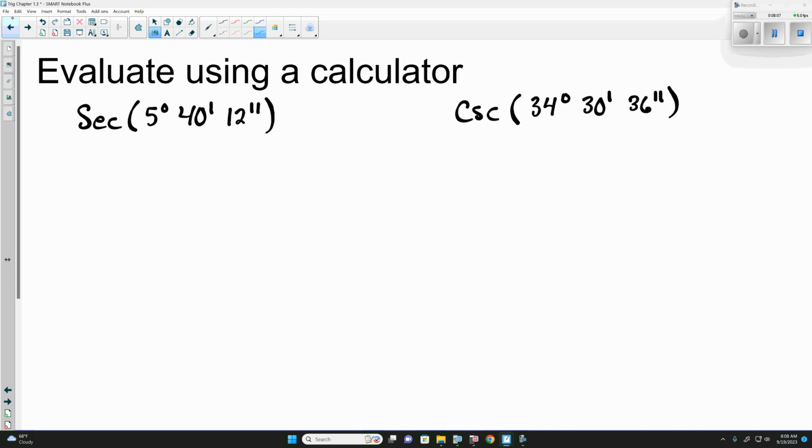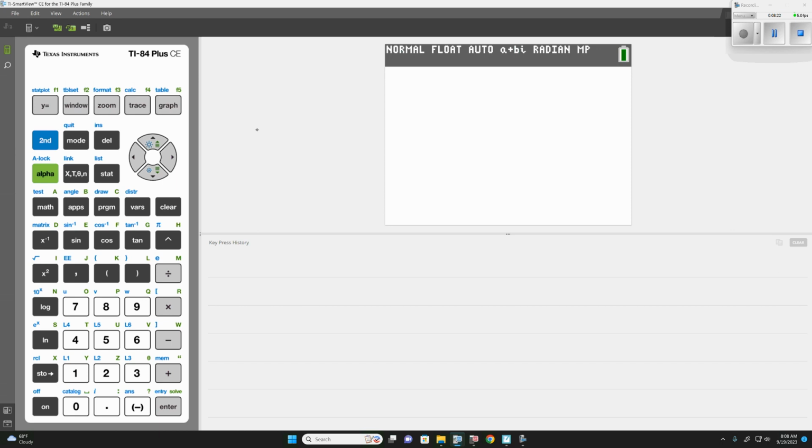Now, evaluate using a calculator. Well, we can evaluate these in different ways. So here, 5 degrees, 40 minutes, 12 seconds, secant. Now, it might be tempting to say second sine and do this here, but that's not the same, because that's sine inverse. It's the inverse function, not our reciprocal function. So there's a little bit of difference with that there.